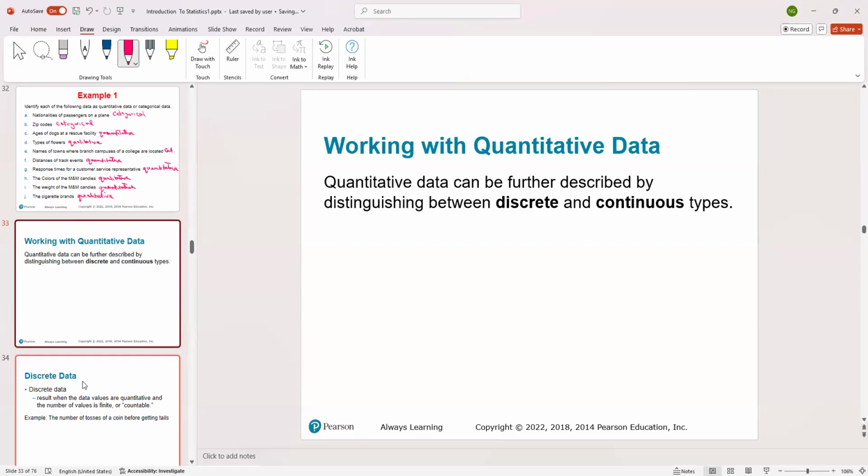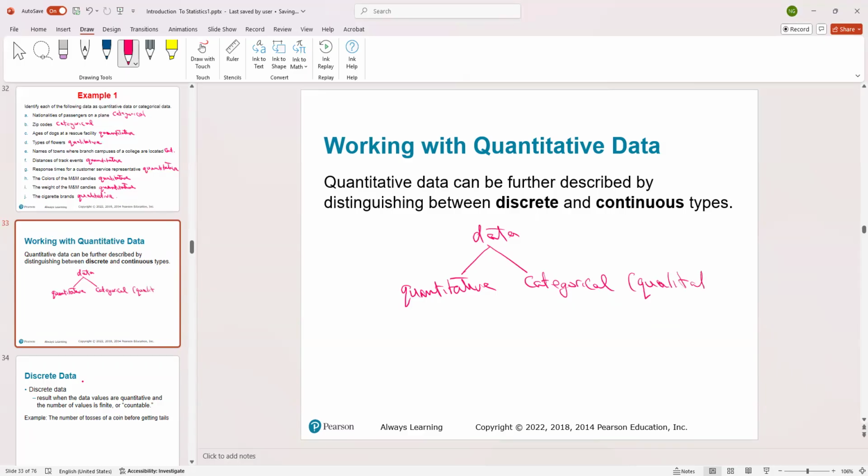Now, working with data. As we said, when we say data, remember, data can be quantitative, and categorical, or you can say qualitative. So quantitative, remember, this is numerical response.